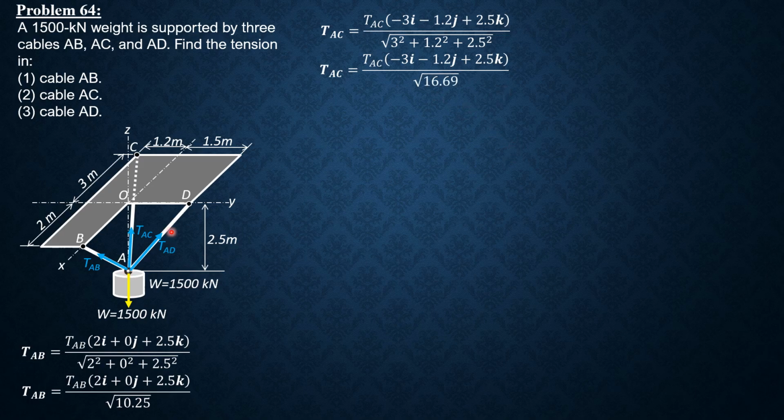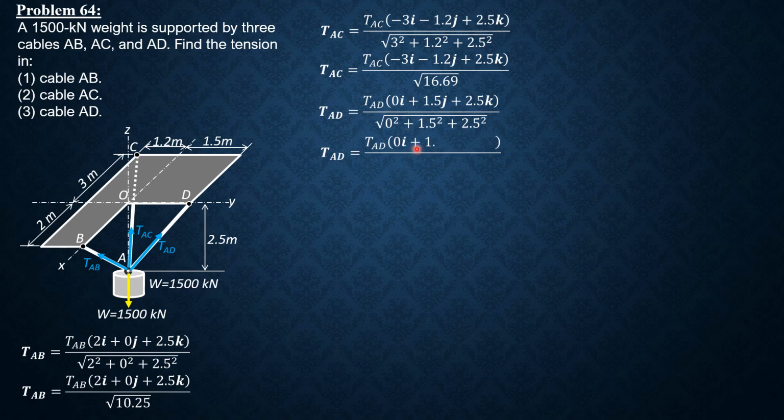And finally, for tension AD, it is up along Z 2.5, then along X 0, but along Y positive 1.5. So tension AD in vector form is magnitude of tension AD, quantity 0I plus 1.5J plus 2.5K over square root of 0 square plus 1.5 square plus 2.5 square. Simplifying, it is magnitude of tension AD, quantity 0I plus 1.5J plus 2.5K over square root of 8.5.